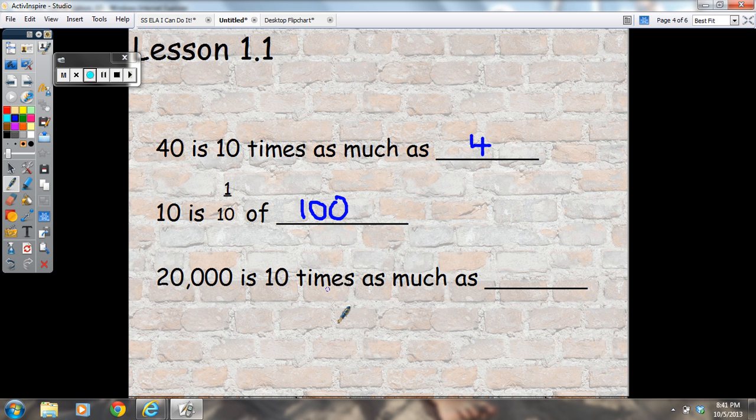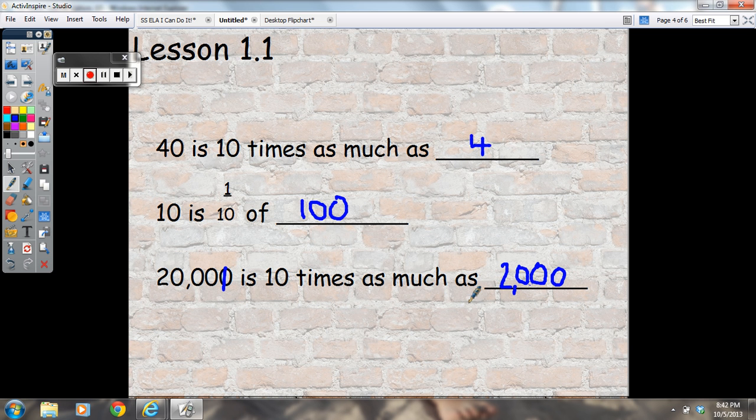And then finally here, we have 20,000 is 10 times as much as what? 20,000 is 10 times as much as this number. That means this number has to be smaller, because 20,000 is 10 times as much as this number. So I think, what times 10 gets me 20,000? And if I multiply a number by 10, I know it would have to have one extra zero in it. So if I had this 20,000, before it was multiplied by that 10, it must have only had 3 zeros. I write down the number 2,000, because I know that 2,000 times 10 equals 20,000. Therefore, 20,000 is 10 times as much as 2,000.